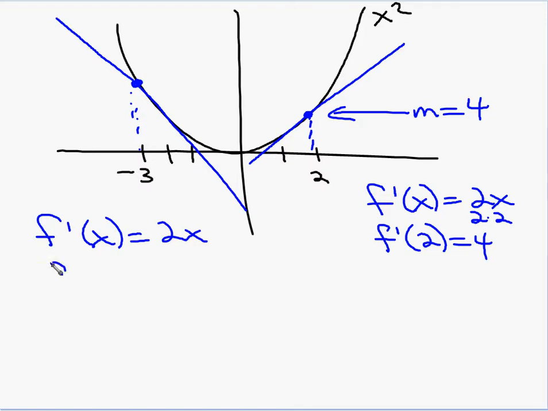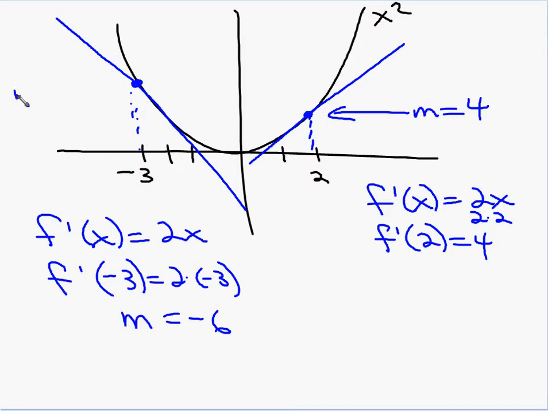function, I do f prime of -3, which is 2 times -3, which is -6. That is the slope of this tangent line at that instant. That is the instantaneous rate of change at that instant. It's how fast the function is changing right here. Okay? And that is what the derivative allows us to calculate.